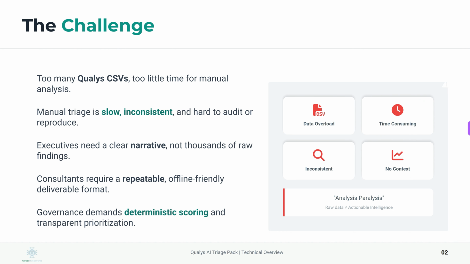Governance demands deterministic scoring and transparent prioritization. If you're managing risks seriously, you need to explain why something was prioritized, what signals drove that score, and how the same methodology would behave next week or next month. That is exactly the gap this pack closes. It turns Qualys raw data into structured, consistent triage decisions and outputs that are built for reporting, auditing, and action.